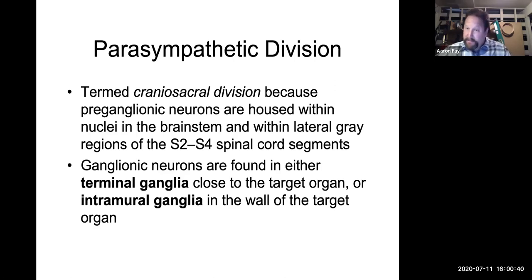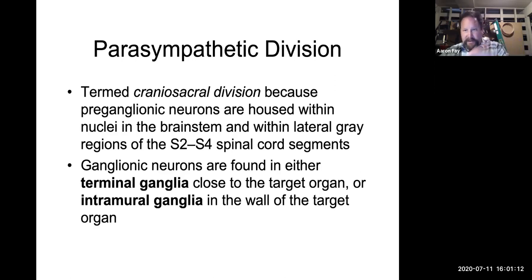Ganglionic neurons, right, neuron number 2, are found in terminal ganglia. So these are a group of ganglia that are close to the target organ being affected, the digestive system or whatever, right? Or in intramural ganglia. What this means is the ganglia is actually in the wall of the organ. So if you're a terminal ganglion, you are right next to the organ. If you're an intramural ganglion, you're actually in the wall of the organ.